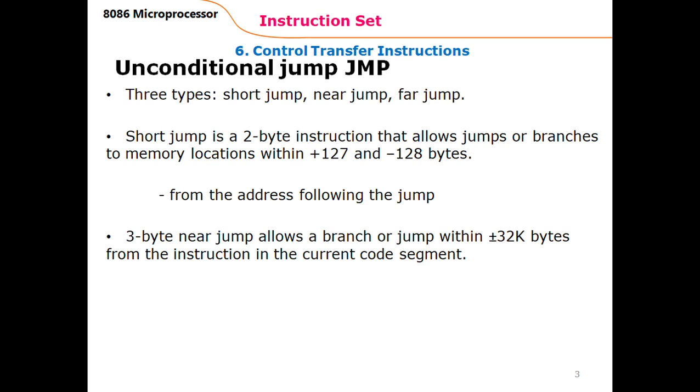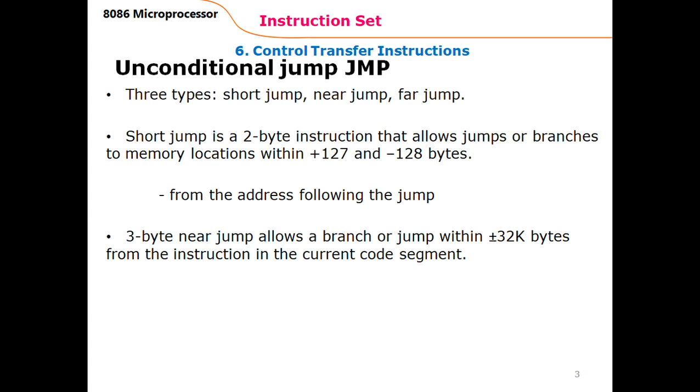Control transfer instructions are categorized into two groups: conditional jump instructions and unconditional jump instructions. Unconditional jump instructions cause the flow of control to move to another place in the program without checking any condition, but a conditional jump instruction always checks for a condition. If it is satisfied, the jump will happen, and if the condition is not satisfied, the jump will not happen.